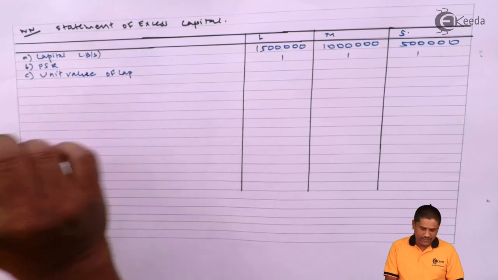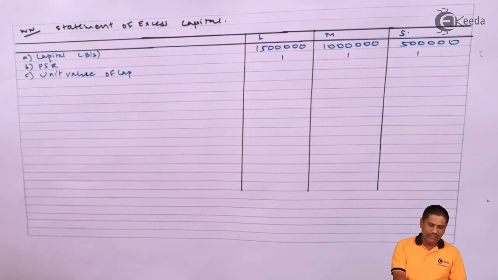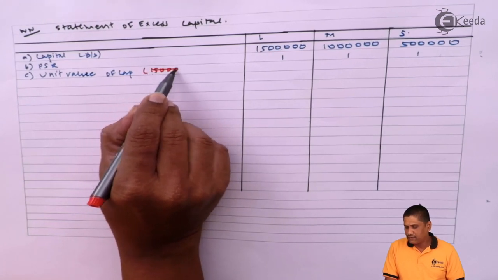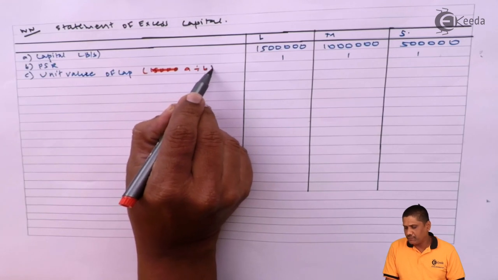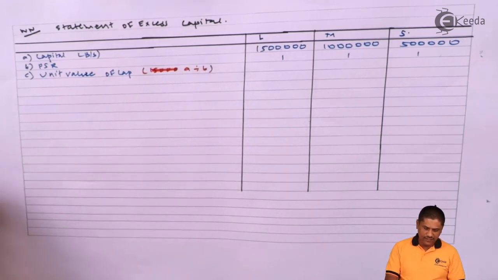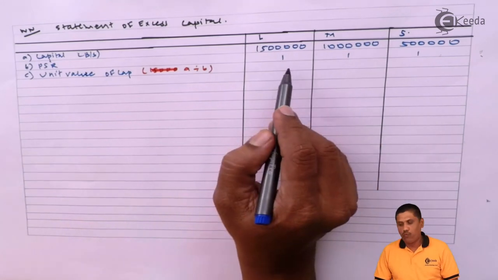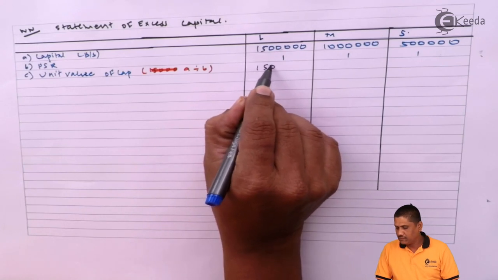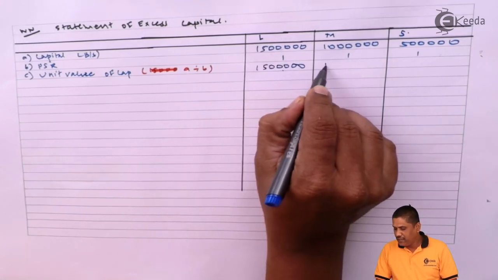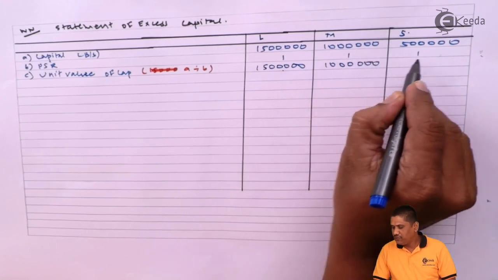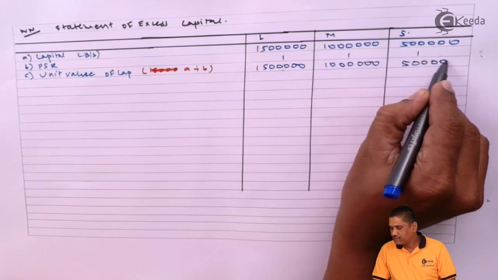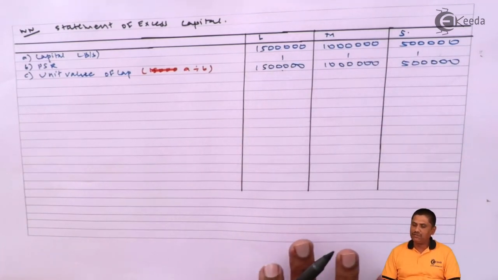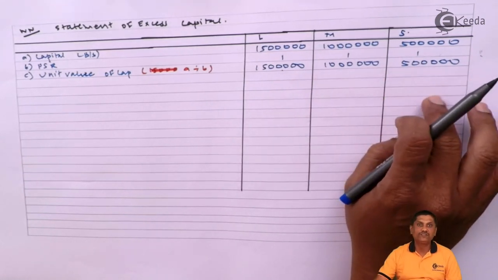Unit value of capital, how is it calculated, sir? See, this 15 lakh that he has invested is for one unit. So 15 lakhs, that is capital, that is A divided by B. So 15 lakhs he has invested, but how much PSR is he getting? 1. So for one unit he has invested 15 lakhs. For one unit he has invested 10 lakhs. For one unit he has invested 5 lakhs. That is 5 lakh divided by 1, 10 lakh divided by 1, 15 lakh divided by 1. Now you can see the amounts are the same. But if PSR is different, it could be different.